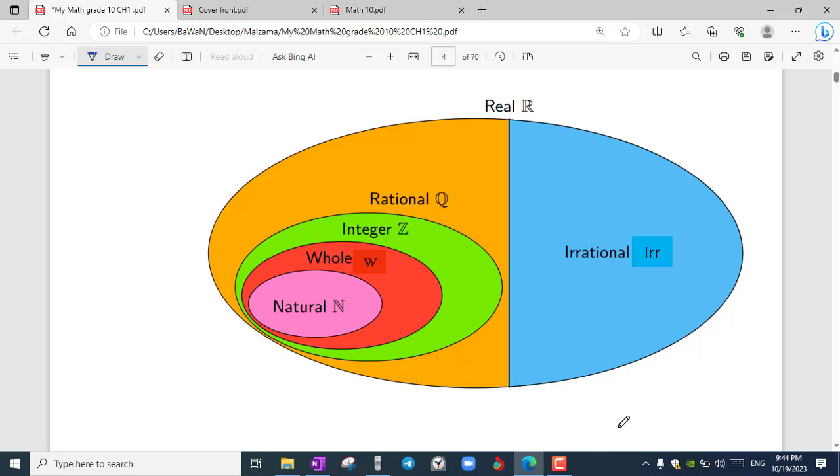Then if we demonstrate the number set, real number containing all the numbers, then inside real number there are irrational numbers and rational numbers. This orange area is rational. Inside rational, there's integer, there's whole numbers, and there's natural numbers.